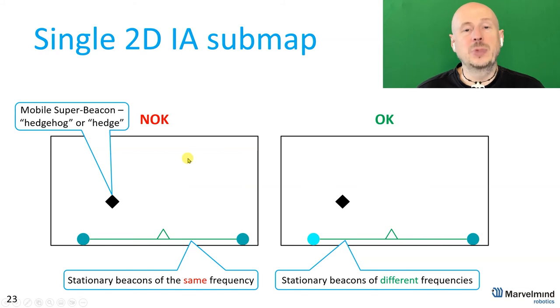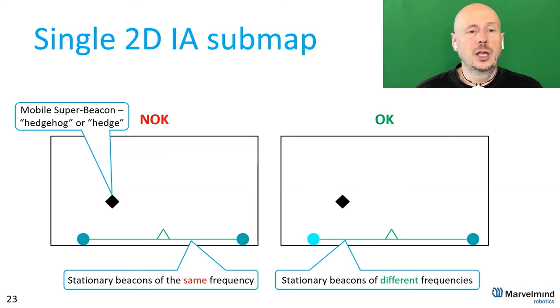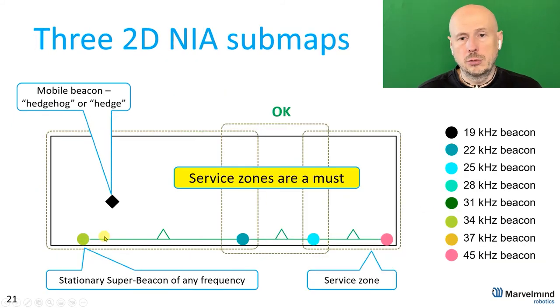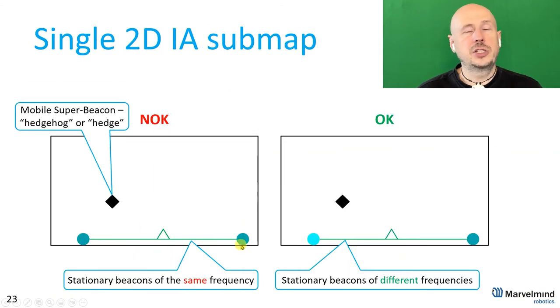So let's start with the mistake first. The mistake is very, very simple. Station beacons have the same frequency. If they have the same frequency, it will not work, because the mobile beacon is receiving ultrasound, and if two beacons are transmitting the same frequency, say 22 kilohertz, the system will not be able to distinguish from which of the beacons this 22 kilohertz frequency came. So it will not work in inverse architecture.